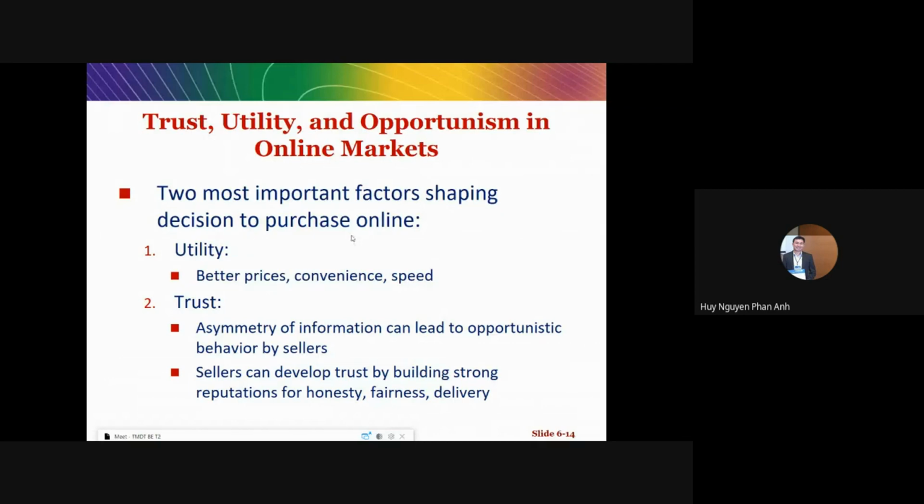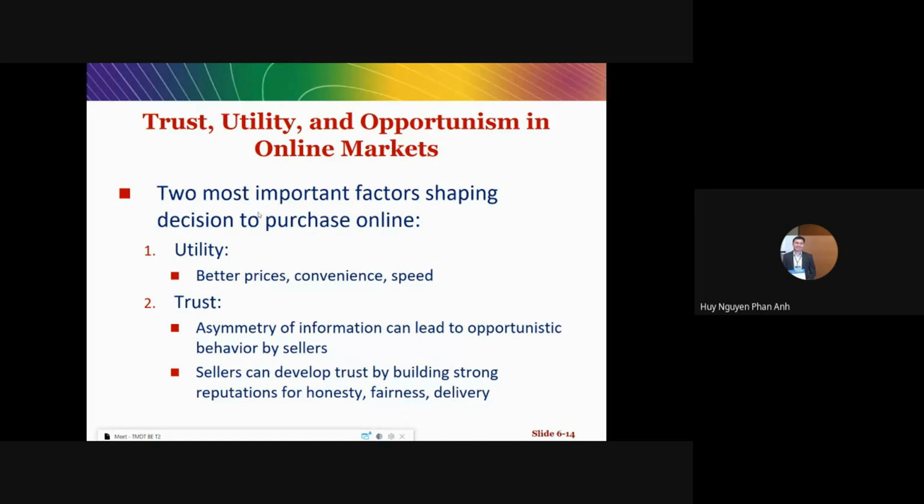For trust and utility, there are two most important factors shaping the decision to purchase online. The first one is utility. So we want to have better prices, convenience, or speed, right? When you buy something on Tiki or Lazada or Shopee, we want to get the product on time, right? The speed. So that's why they support things like 2-hour delivery to enhance their service.